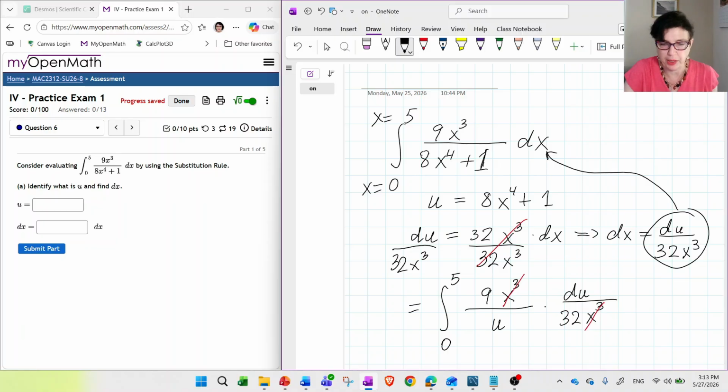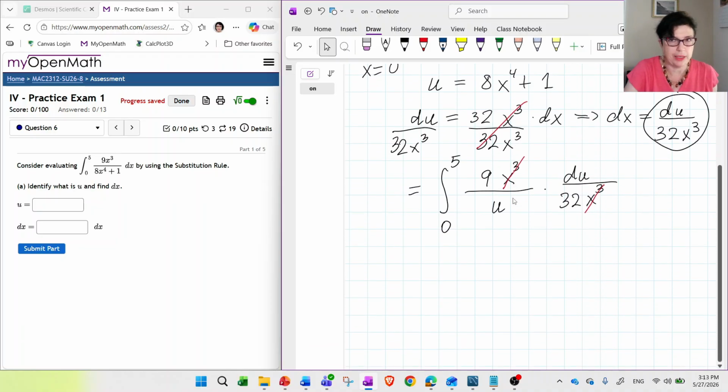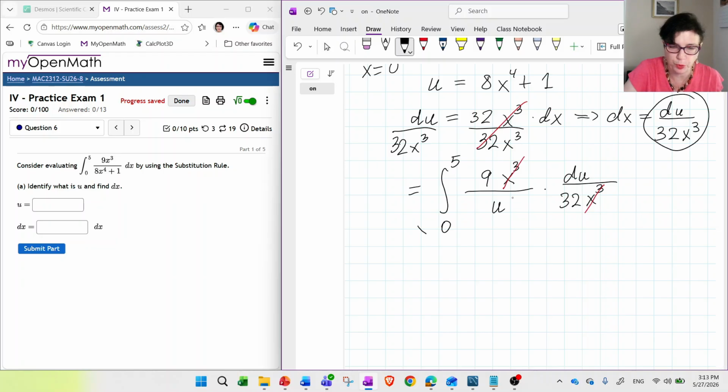What they do is they plug in x equals 0, they would get u equals 1, so that bottom limit would be 1. And then they plug in 5, and whatever it is going to be, 8 times 5 to the fourth plus 1. I don't know what it is. I do not do that. So just for me to remember that I did not change the limits, I am going to put x equals 0, x equals 5. So yes, I transformed everything in terms of u for now, but I'm keeping the same old limits. Let's go ahead and integrate.